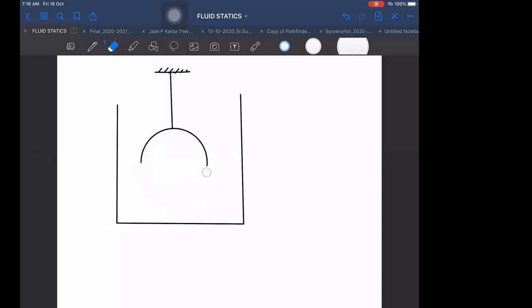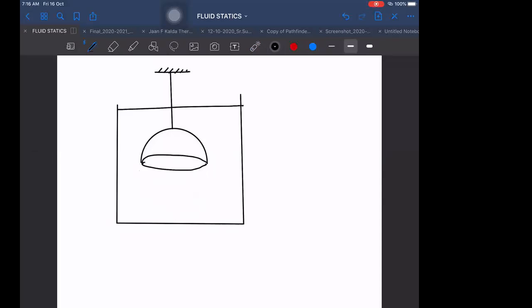Sir, is it a hemisphere you're drawing? Yes. Sir, it's a solid hemisphere in a liquid. Force on the curved surface, yeah, we have done already, right? Yes, sir, we have done, sir. Okay, okay. Yes, fine, sir, fine.